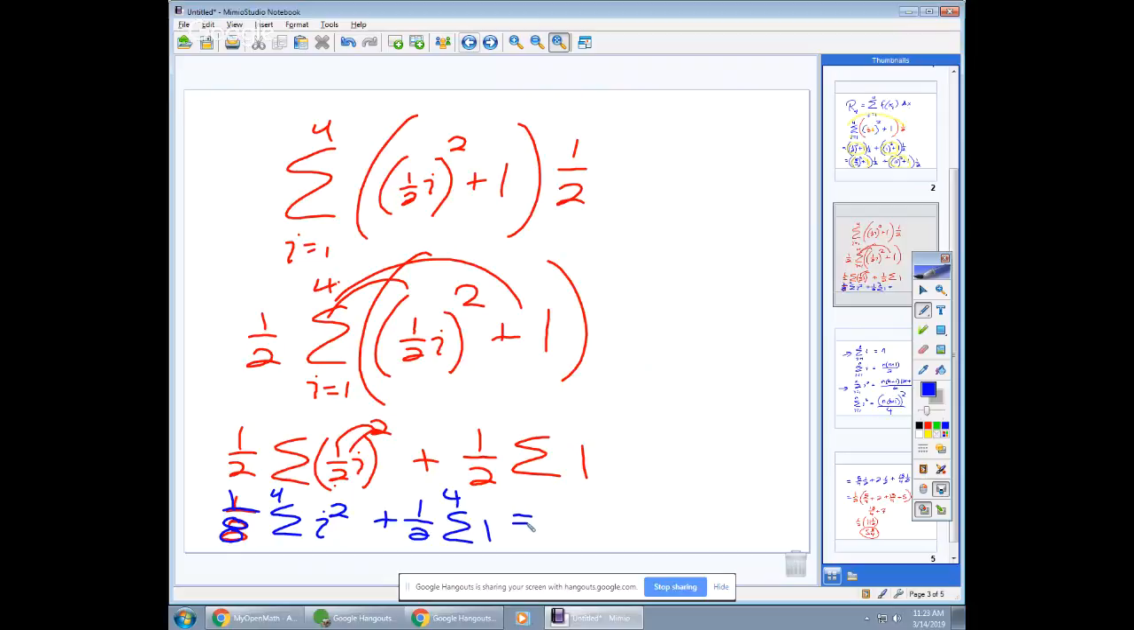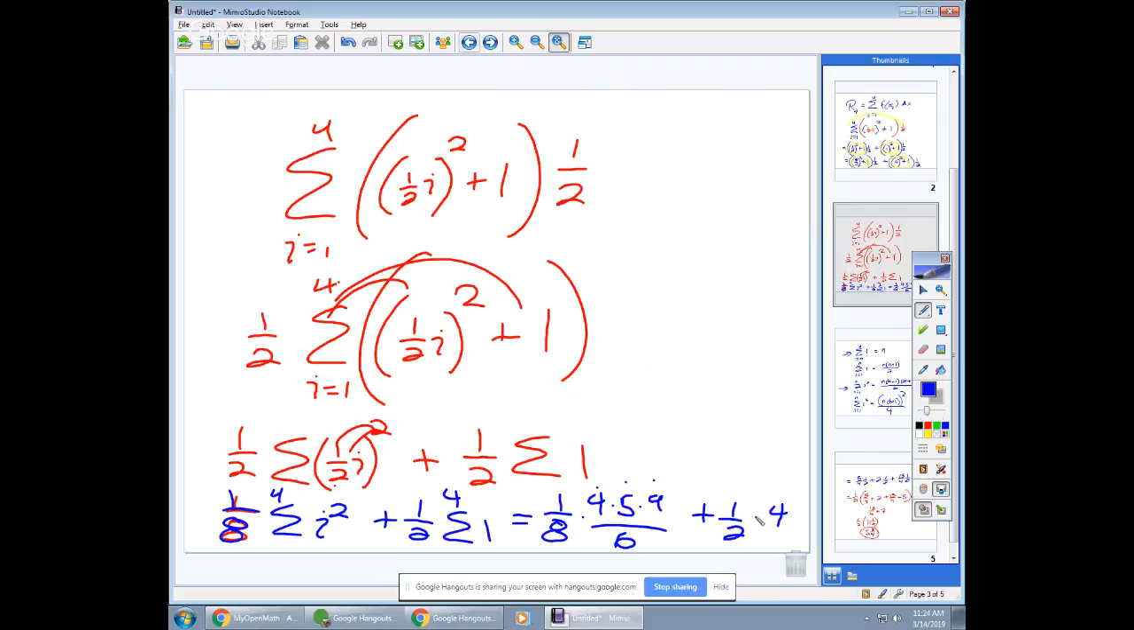So then this answer, according to that reducing sheet, should be 1/8 times 4 times 5 times, let's see, 2 times 4 is 8, plus 1 is 9, over 6. That's that n plus 1 and 2n plus 1. n is 4, in this case. And in the problem on the first test, n was n on part of it. And then I'm just going to have plus 1/2 of 4.